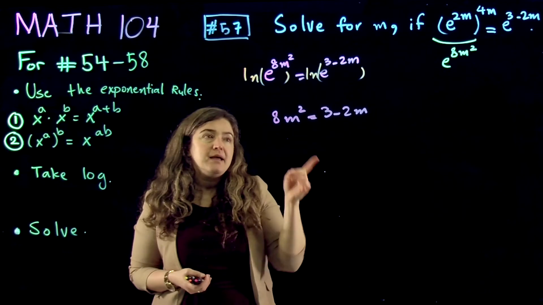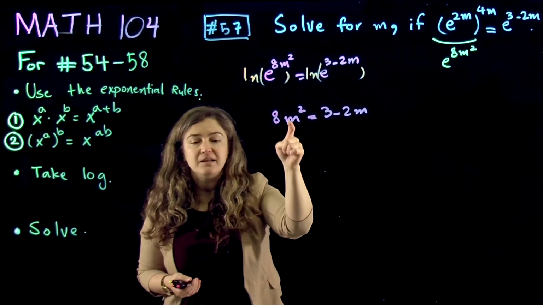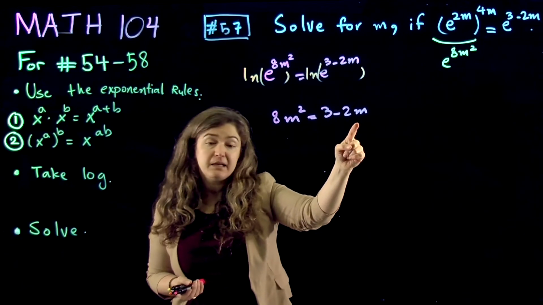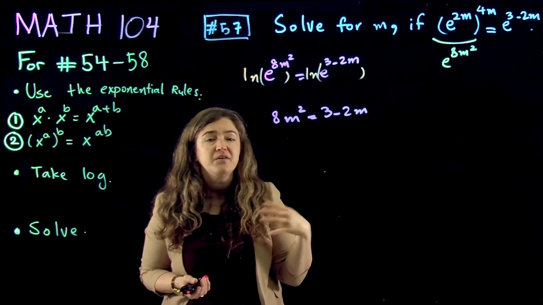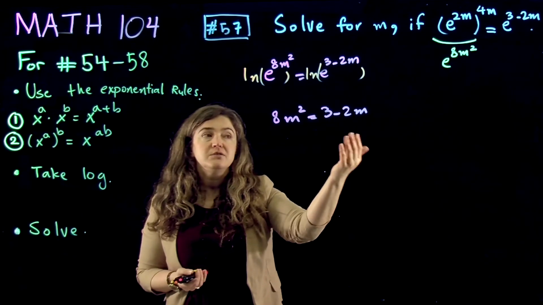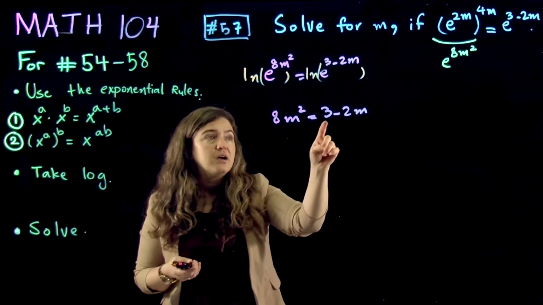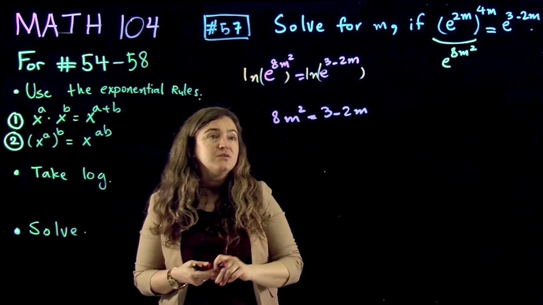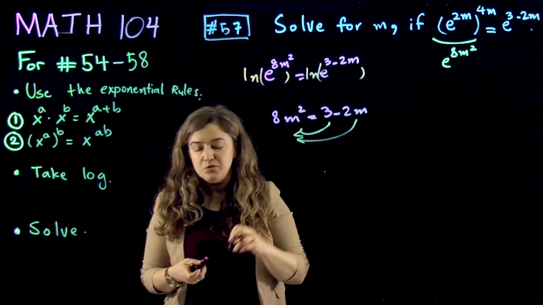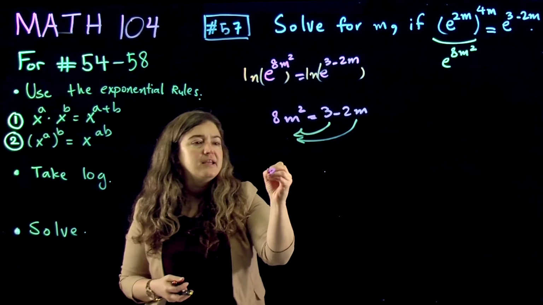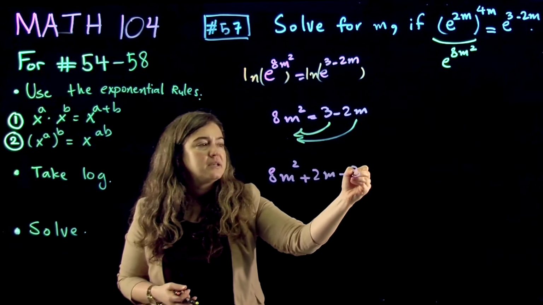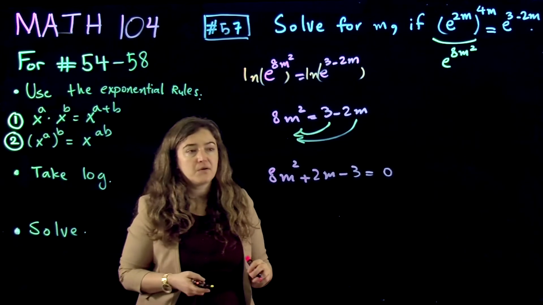Now, we're solving for m. I see that the independent variable to the power 2 is showing up and another term of the independent variable itself. It's a quadratic equation, so I need to either factor or use the quadratic formula. I rewrite it as a quadratic equation first by subtracting 3 and adding 2m to both sides. So I get 8m squared plus 2m minus 3 equal to 0.